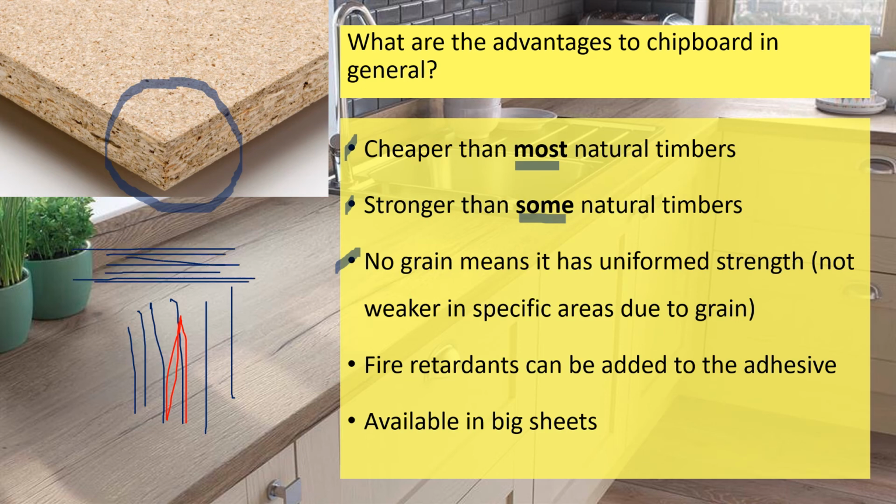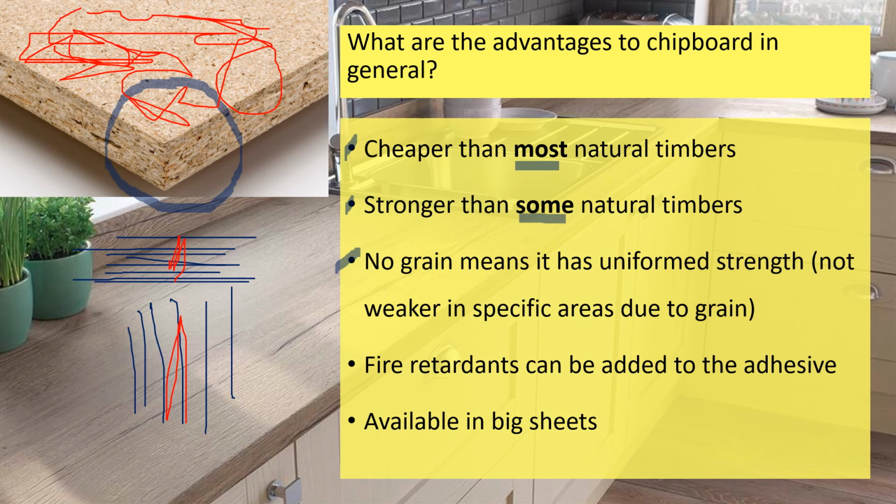horizontally like this, and then you karate chop it in the middle, it's less likely to split because it's stronger when you're going against the grain. Chipboard doesn't have that because the grain is everywhere. It's absolutely everywhere. So that means that you can try and karate chop it anywhere and it will still have the same value of strength, which is what we call uniform.